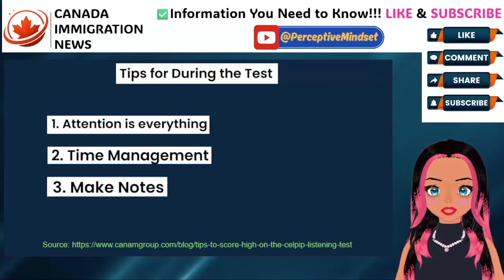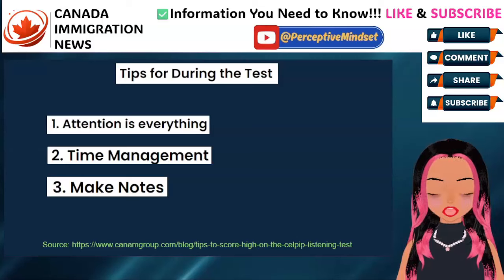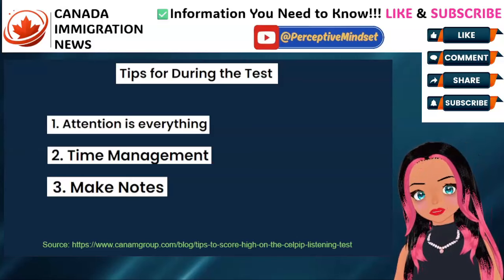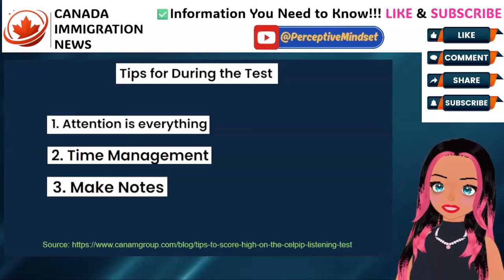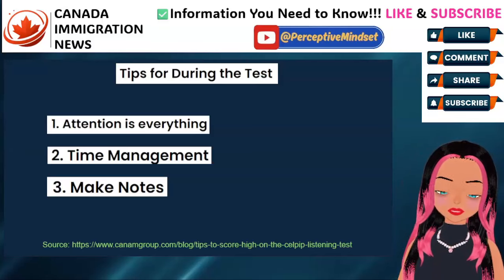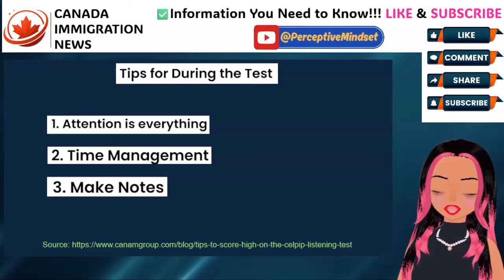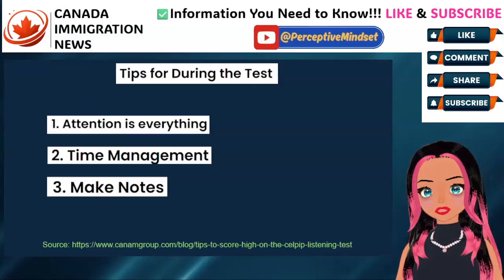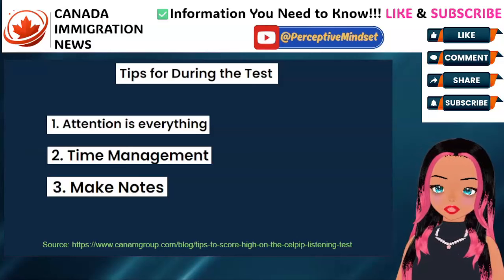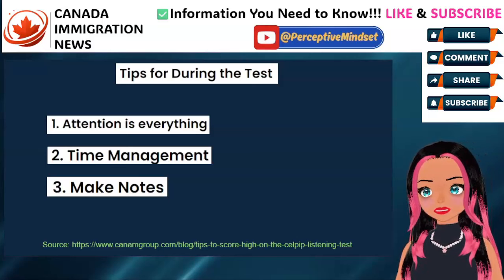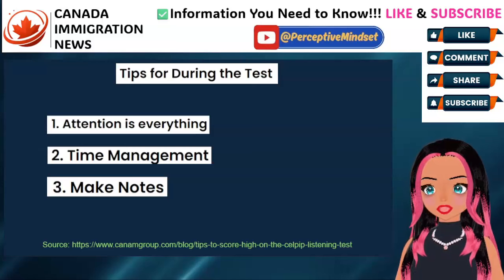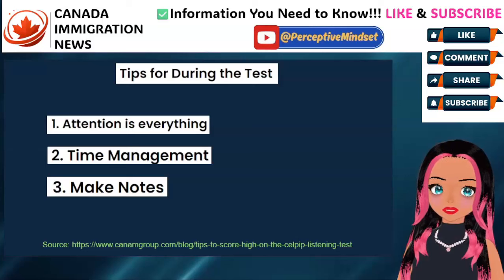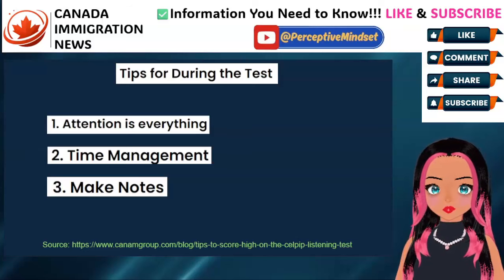Number 3, you have to make notes. This is a must. The recordings may contain a lot of information. You just cannot remember everything at the end. There are certain things that you will remember, but you will not be able to remember everything at the end of the conversation. So therefore, you must try to note the important information like facts, dates, times, locations, and figures, to see them later on, how they can help you to answer the question.